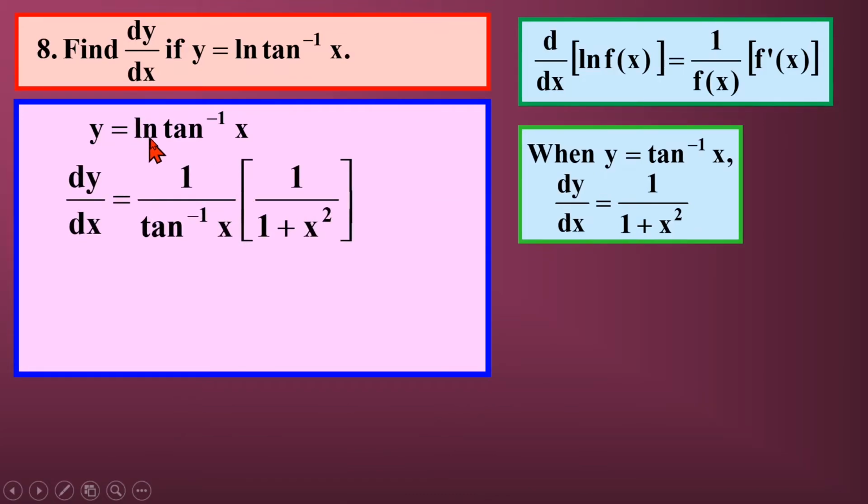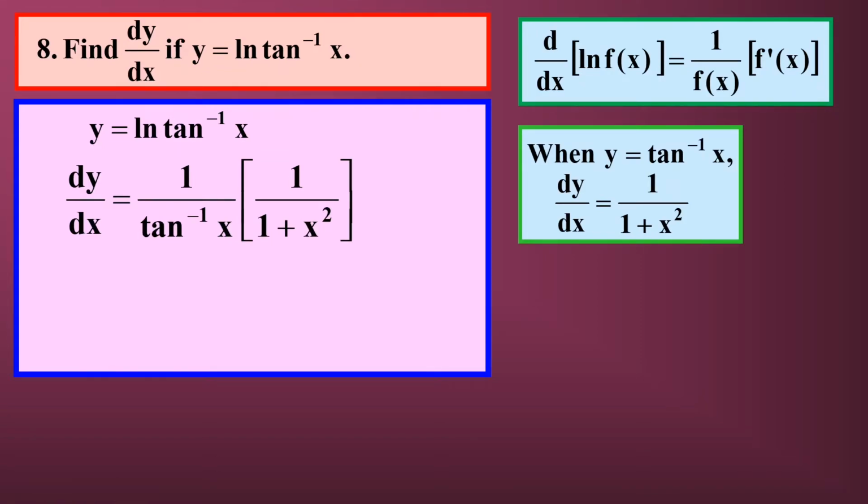So differentiating ln, I will get 1 over the function. In this case, the function is tangent inverse x, so 1 over tangent inverse x. And differentiating the function itself, the function is tangent inverse x. So differentiating tangent inverse x, I will get 1 over x squared. So I will write that at the side.